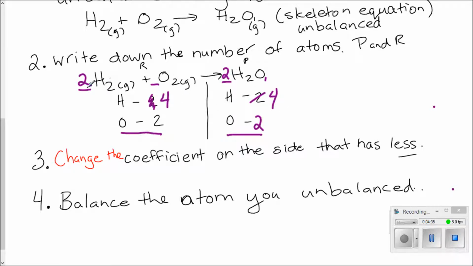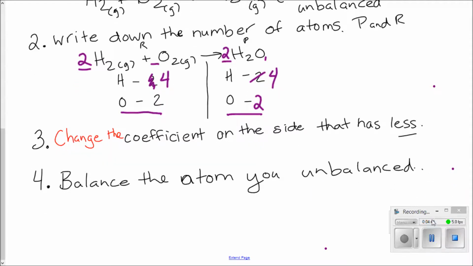We have 4 hydrogens to start. We finish with 4 hydrogens. 2 oxygens to start and 2 oxygens to finish. Now, there's a couple other rules that we want to know when we're balancing. I'm going to write them down now, and we'll discuss them briefly.